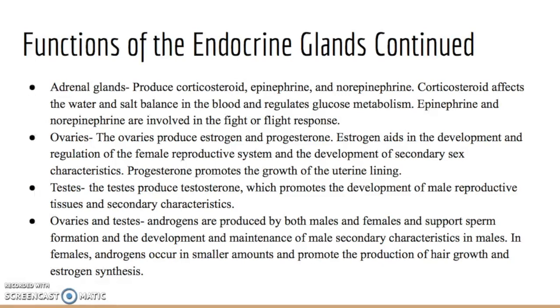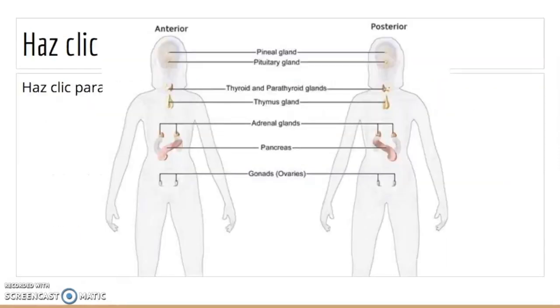Ovaries and testes. Androgens are produced by both males and females and support sperm formation and the development and maintenance of male secondary characteristics. In females, androgens occur in smaller amounts and promote hair growth and estrogen synthesis.